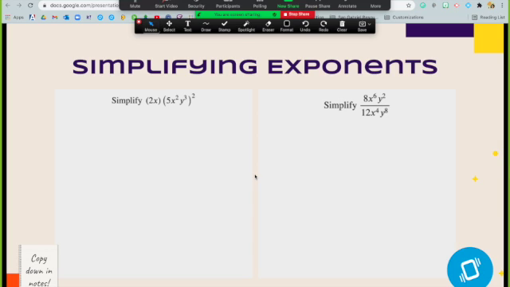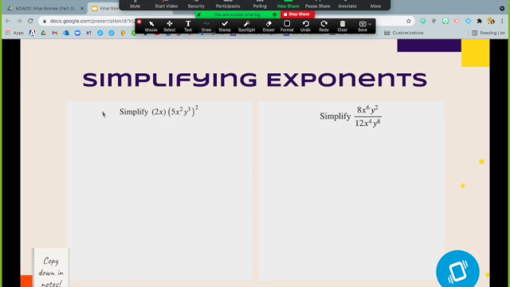So I'll give you time to try out the first problem, which is asking you to simplify 2x times 5x squared times y to the power 3, all to the power 2. Alright, so whenever we have an exponent on the outside of parentheses, the rule is that we have to distribute the 2 to every single variable and number that's inside of the parentheses. So that includes the y, the x, and the 5.